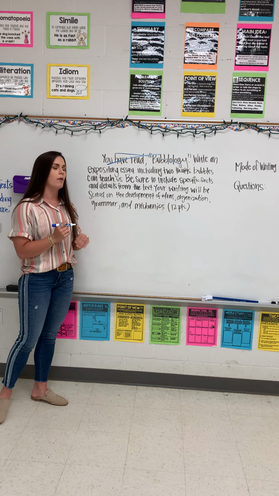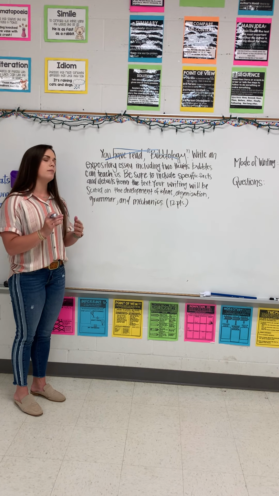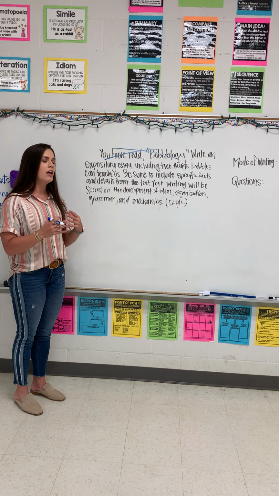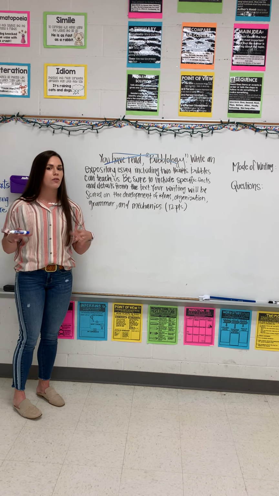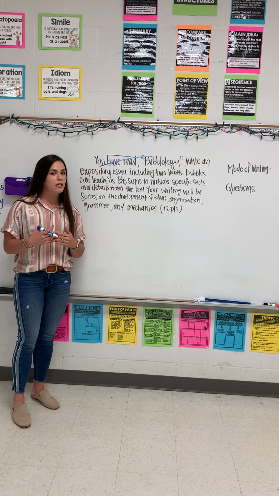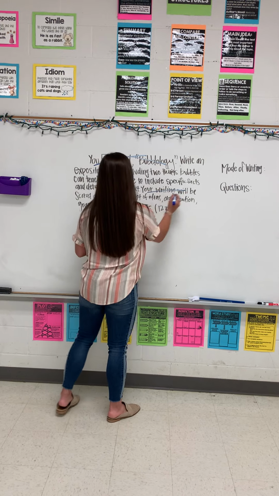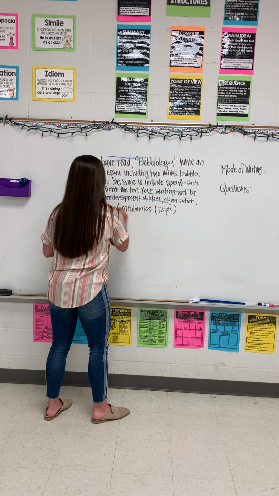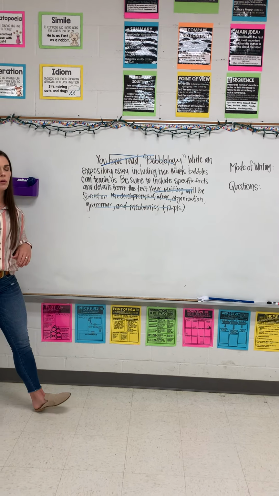The other one that we can mark out is this last sentence. Your writing will be scored on the development of ideas, organization, grammar, and mechanics. You already know how your writing is scored. That is the writing rubric. So when you turn in something to us, that is how we grade it, okay? So you do not need to know about this last section because you already know how your writing is scored.